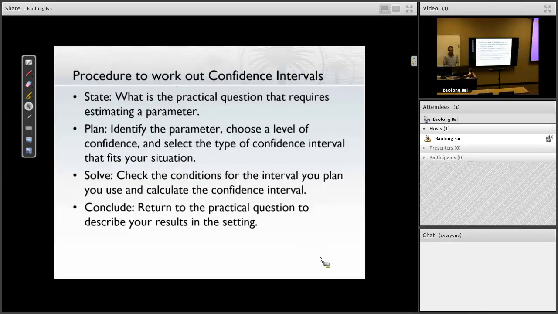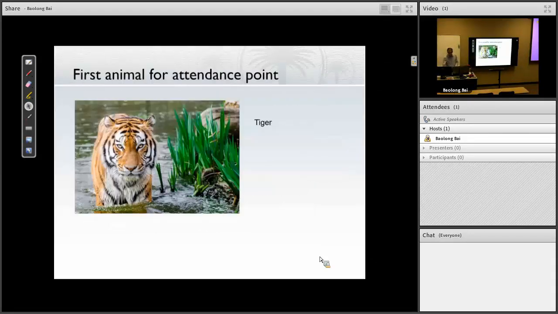And then solve. So basically, you have your equation, plug in the numbers, calculate it, and conclude. You need to interpret your calculation results using the context words, using the subject matter.